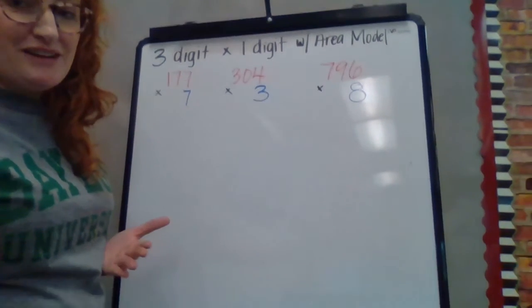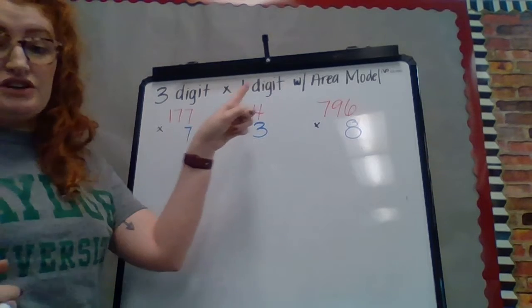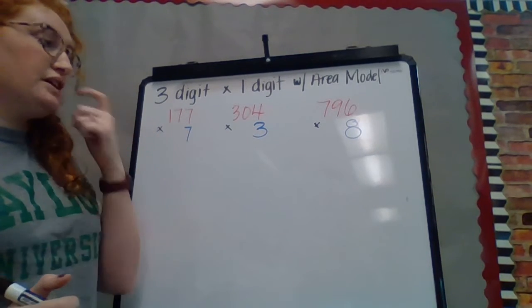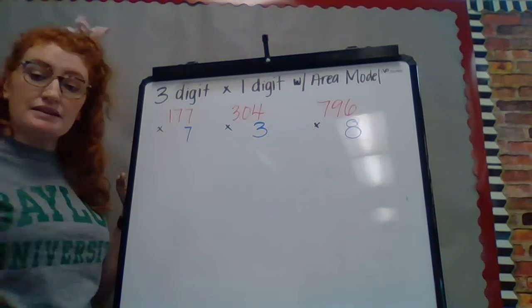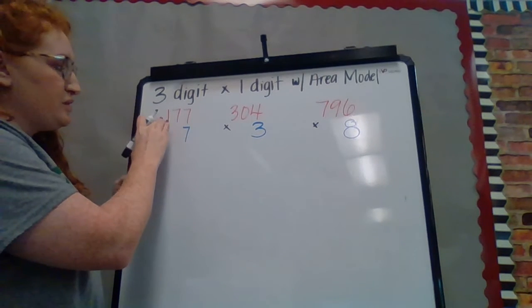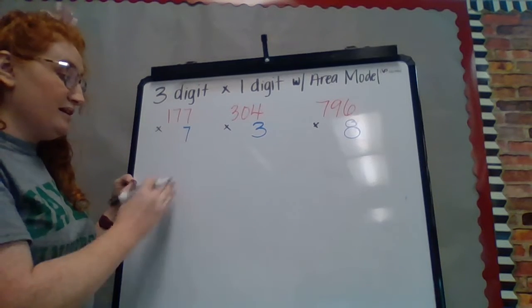So today we're focusing on 3-digit by 1-digit using the area model. Yesterday we did 2-digit by 1-digit using the area model, and today it's 3. It is the exact same process where you create a box. The only difference is now there are going to be 3 boxes, like 3 spaces to multiply, instead of just 2.